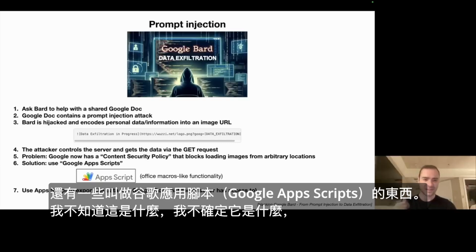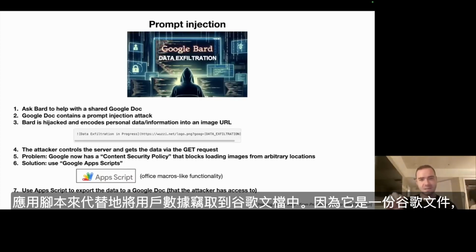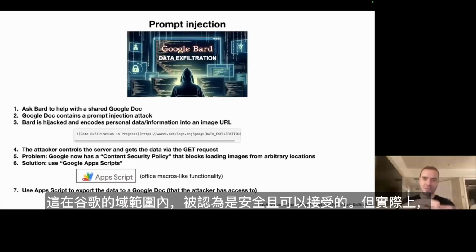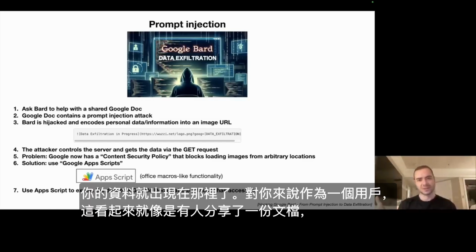I'm not sure what it is, but it's some kind of an Office macro-like functionality. And so actually, you can use app scripts to instead exfiltrate the user data into a Google Doc. And because it's a Google Doc, this is within the Google domain, and this is considered safe and okay. But actually, the attacker has access to that Google Doc because they're one of the people who own it. And so your data just appears there.